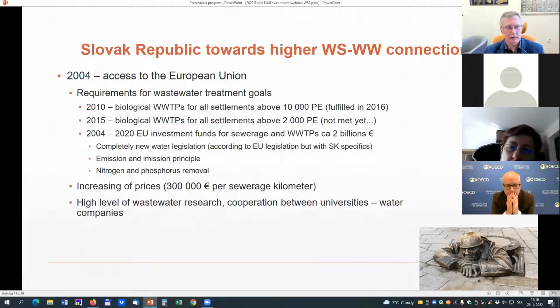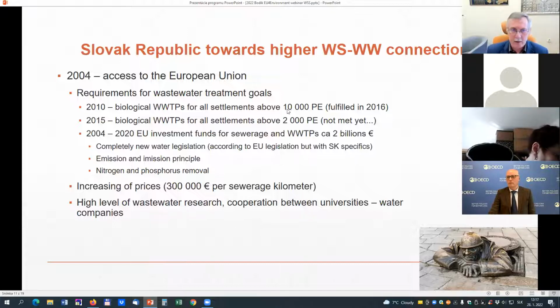Some interesting data about the Slovak Republic on the way towards higher water supply and wastewater connection. Our accession to the European Union was in 2004. Upon this accession, we received development goals for wastewater treatment plants. These requirements were that up to 2010, all settlements with more than 10,000 people should be connected to a biological wastewater treatment plant. It was a relatively hard goal.